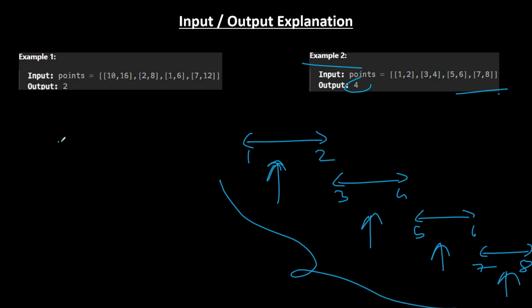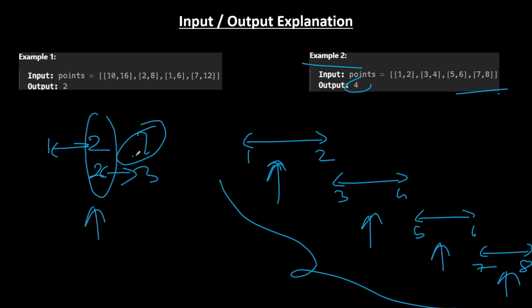If there is another example, suppose let's take 1 2 and 2 3, right? Here, in this case, what will happen? One arrow shot at the point 2 will burst these two balloons, right? Using one arrow itself. Fine. So I hope you understood the input output explanation. Now let's move to the next slide.